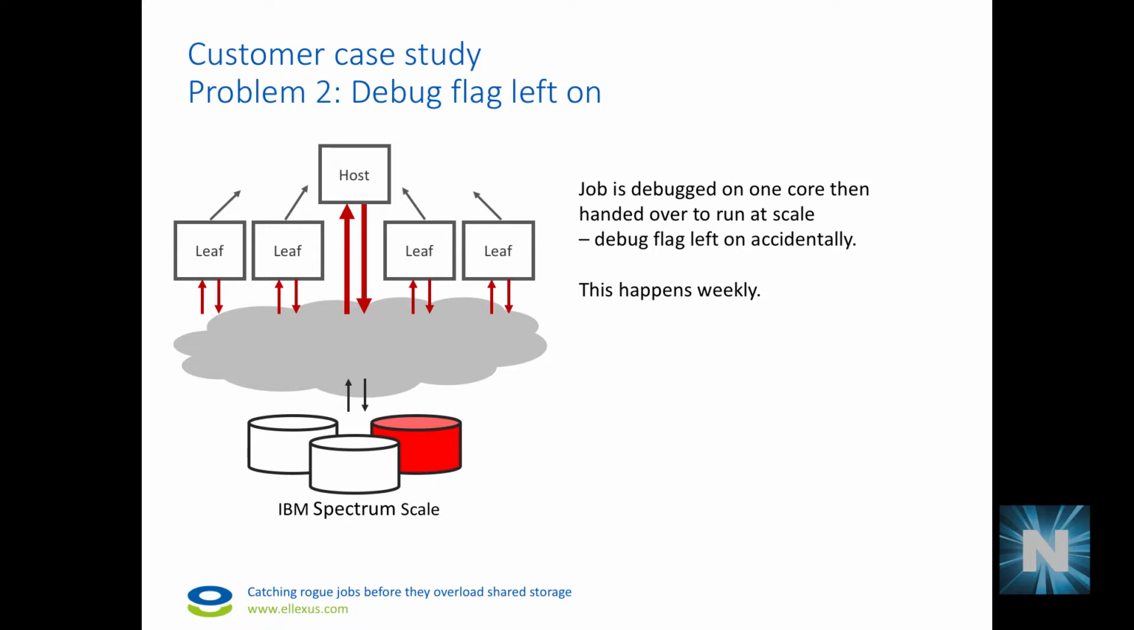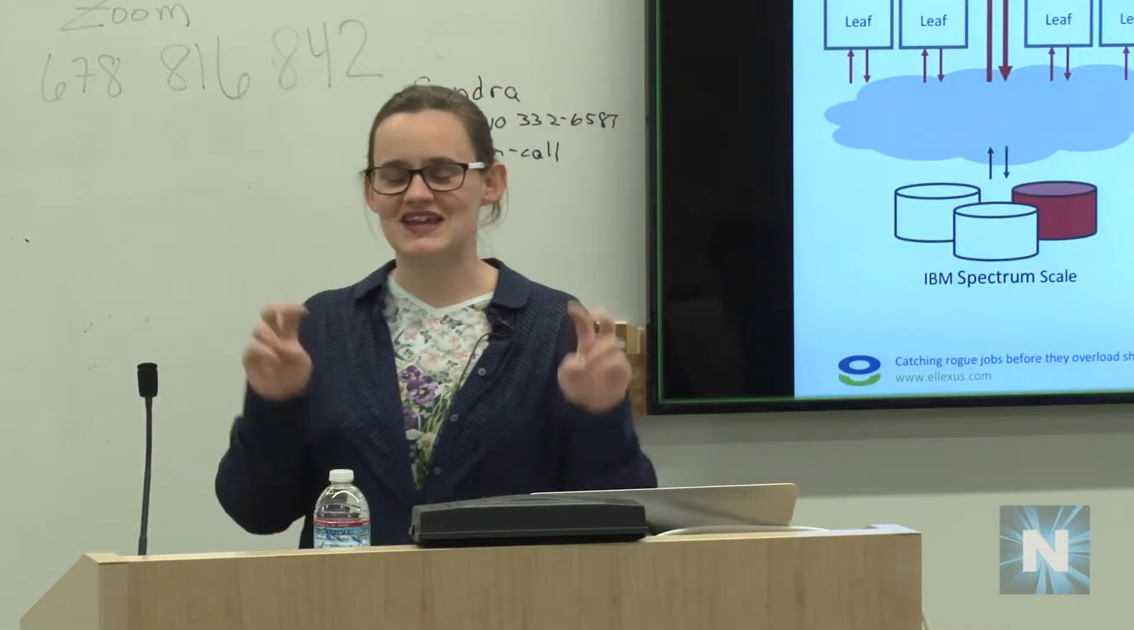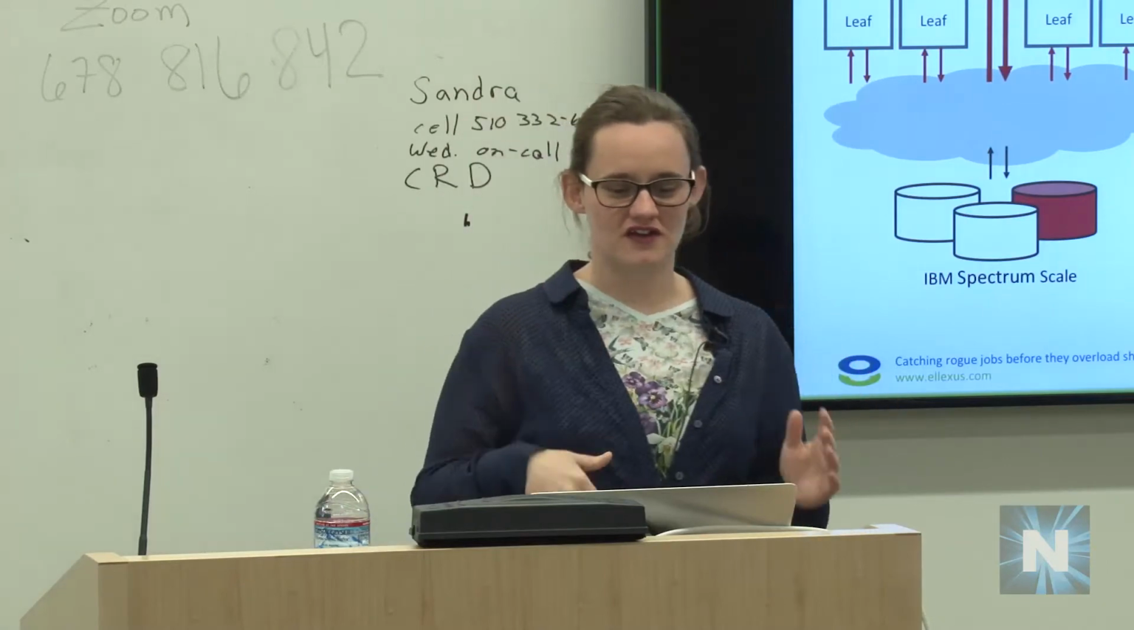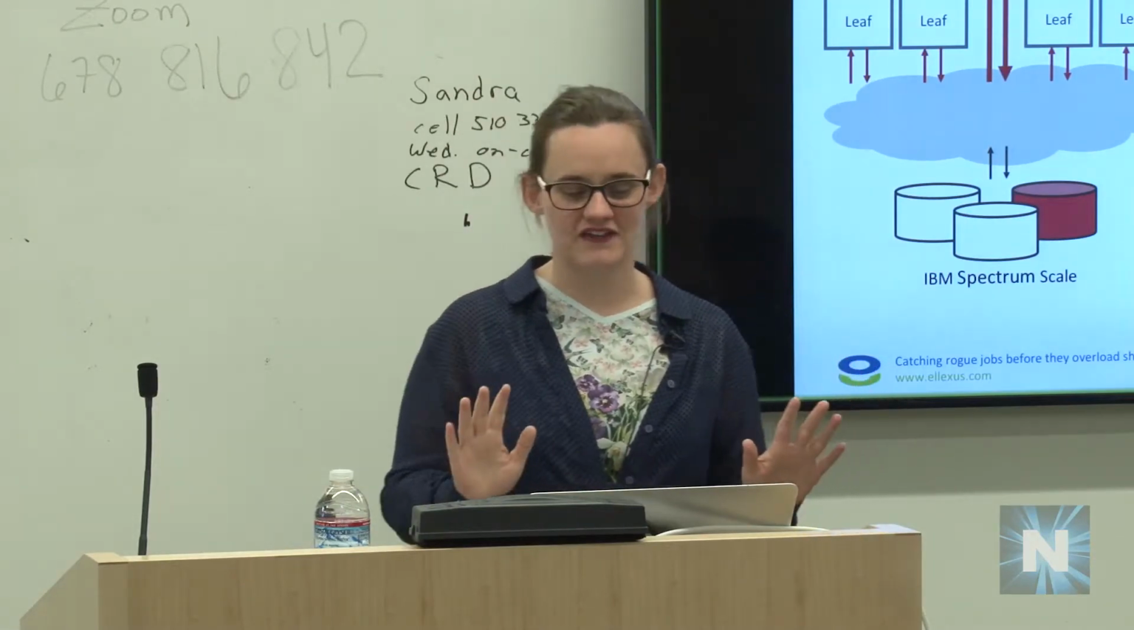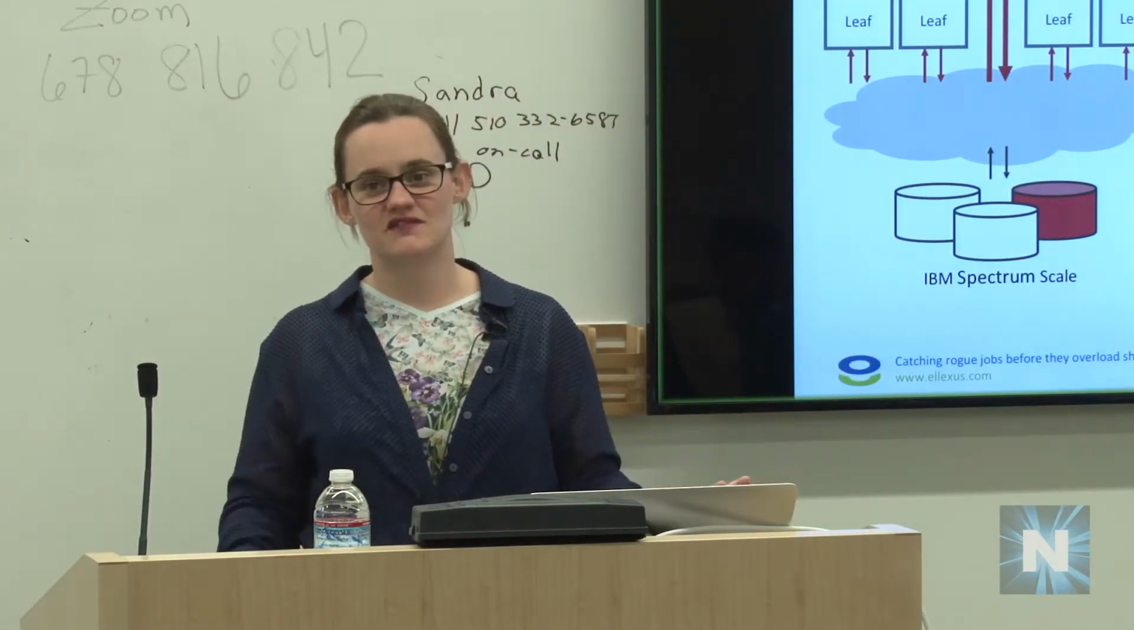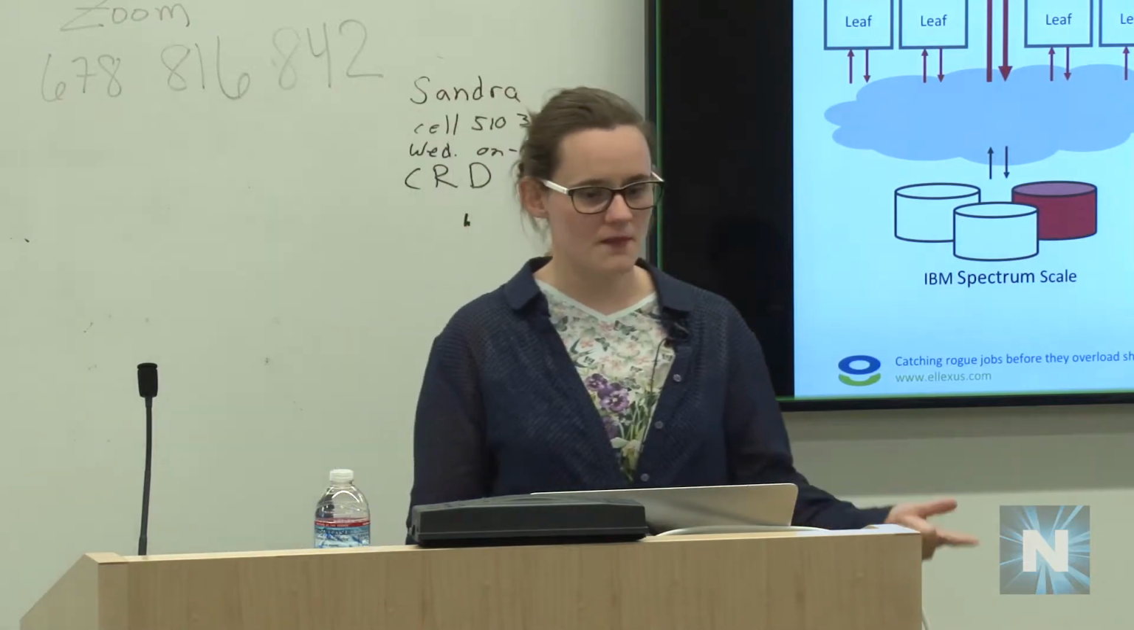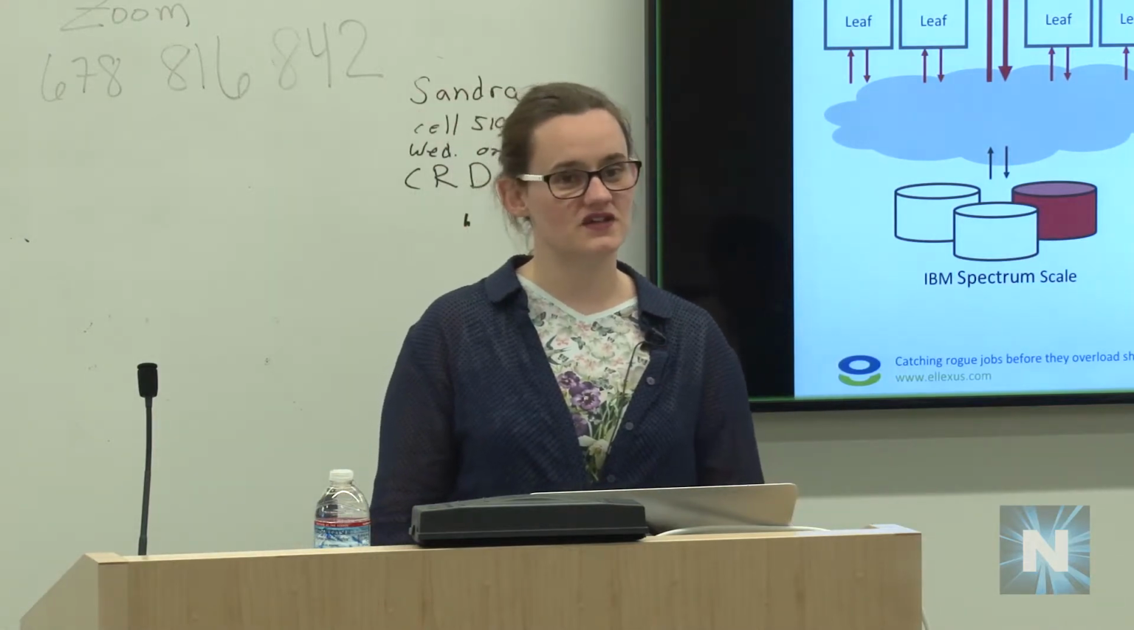The next problem that they see a lot of the time is that the leaf nodes are aggregating data, the proper data, as it were, nicely on the host node. So that's not a problem. But someone has left the debug flag on. So this is something they saw at ARM. This is something this customer sees all the time.